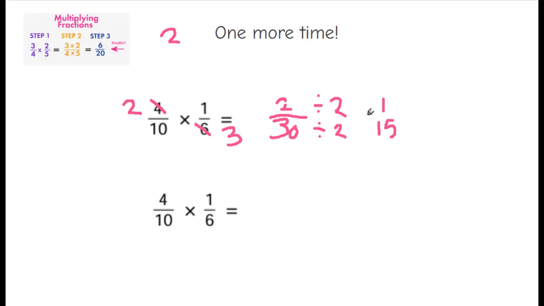There you go, 1/15. Now what happens if I divide this and this both by 2? 4 divided by 2 equals 2, and 10 divided by 2 equals 5. And now we're going to multiply across. 2 times 1 is 2, and 5 times 6 is 30. And again, we're going to reduce each number by 2. And our answer is 1/15.